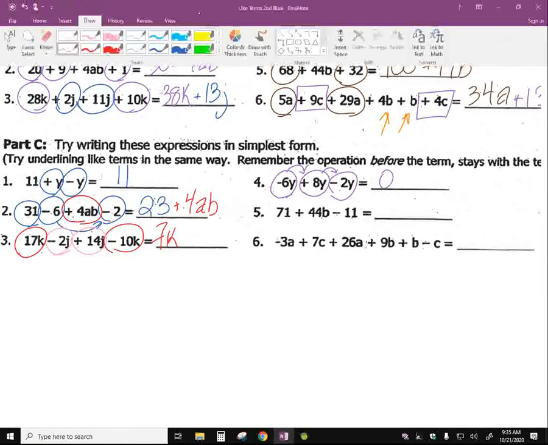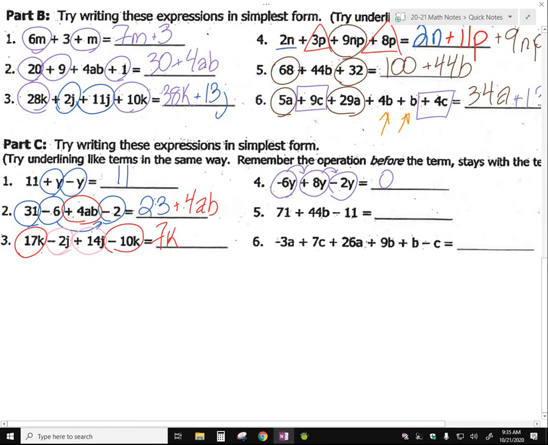Next we have -2 jack-o'-lanterns. Then I get 14 jack-o'-lanterns. How many jack-o'-lanterns do I have? 12. We have a positive 12 jack-o'-lanterns. Yes, sir?